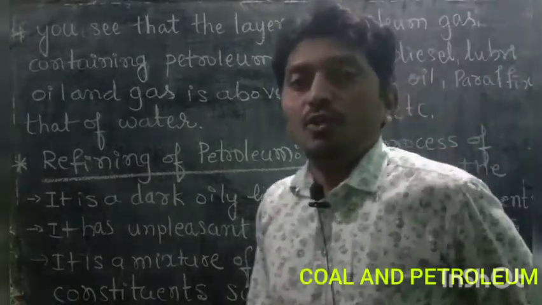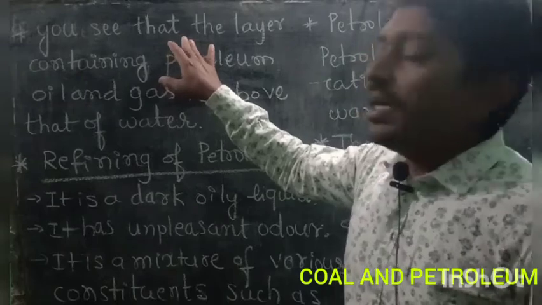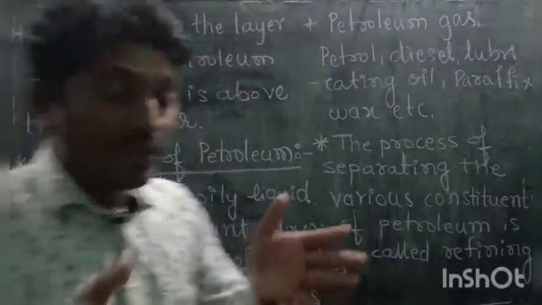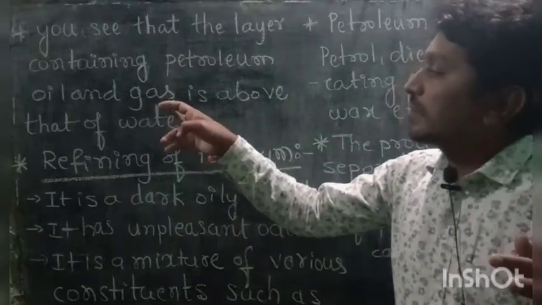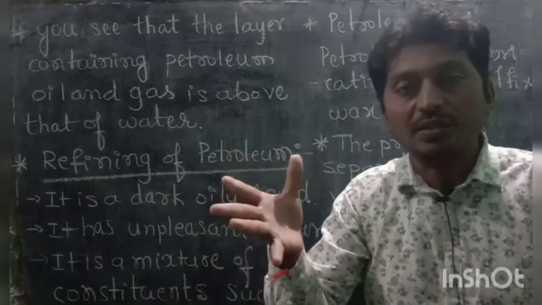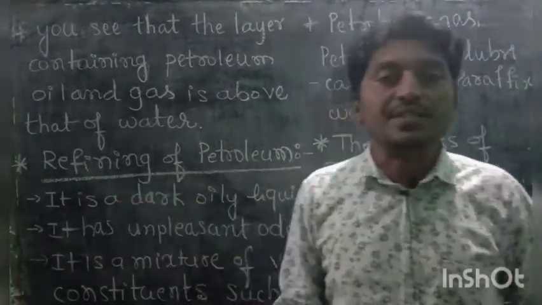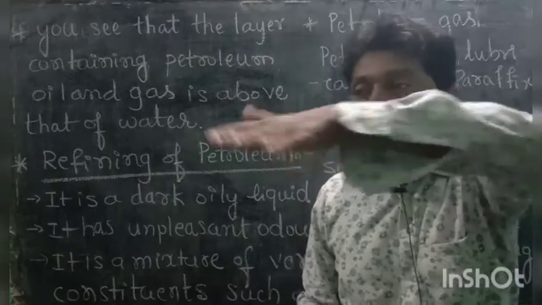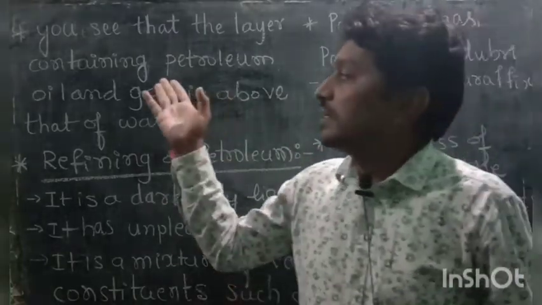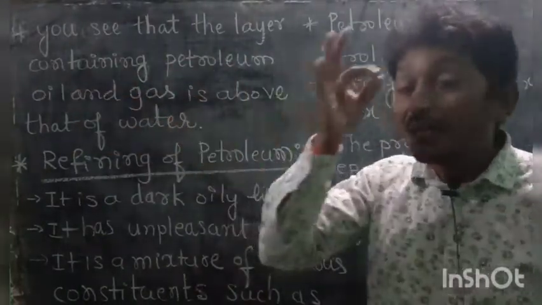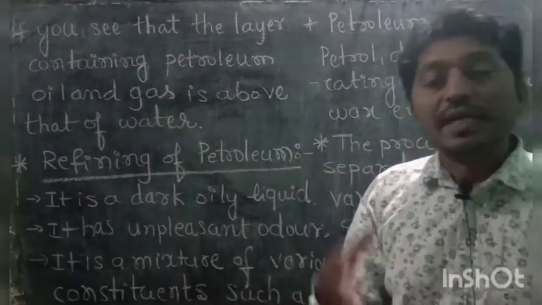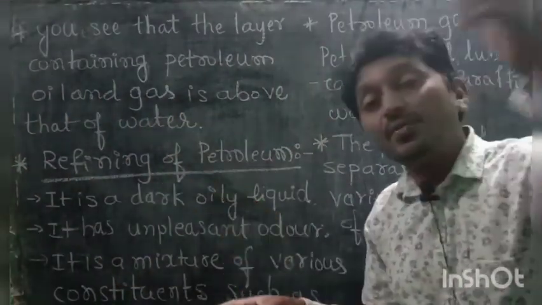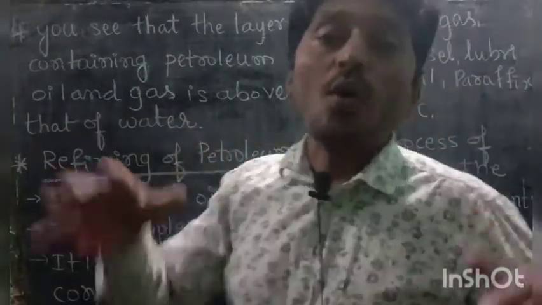Dear students, you may have experienced that the layer containing petroleum oil and gas is above the water. Means the oil and the gas are above the surface of the water. At your home you may have experienced that when oil is poured into water, it floats on the water surface. Do you know why? Very simple. Here the petroleum oil and gases are lighter than water, or scientifically we say the density of the oil and gas is lesser than the density of water. That's why they float on the water surface.